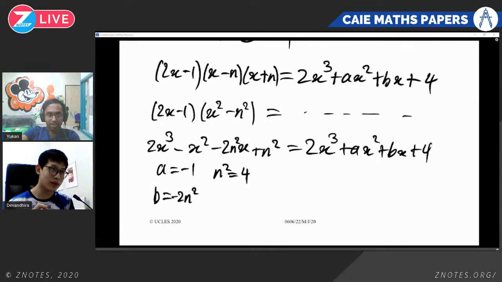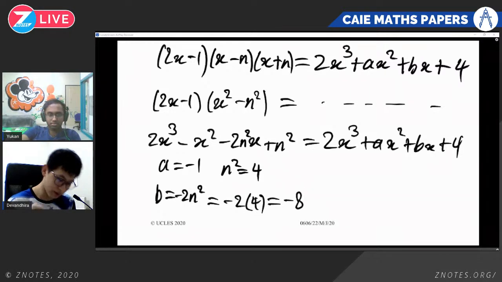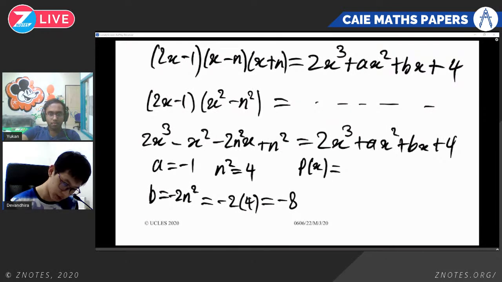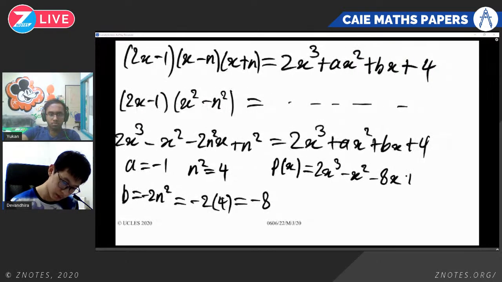Correct? Now that we know n squared, we can just put this in, and we would have minus 2 times 4, which is negative 8. Therefore, our polynomial is just 2x cubed minus x squared minus 8x plus 4.